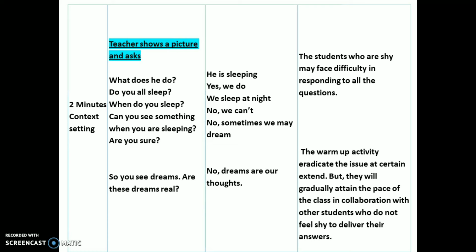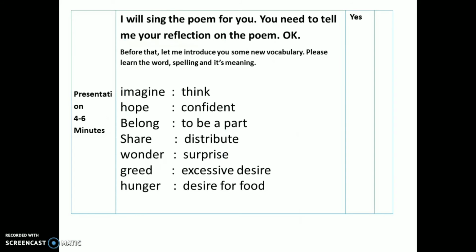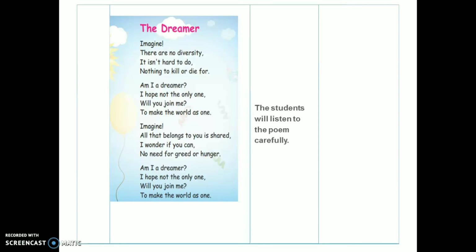After the context setting, the vocabulary needs to be presented with the proper meanings and spellings, and ask the students to learn the meanings and spellings also. Okay? This can also be played as a game. The teacher can read one word, the students can read the meaning, and the teacher can shuffle the words and meanings and all.